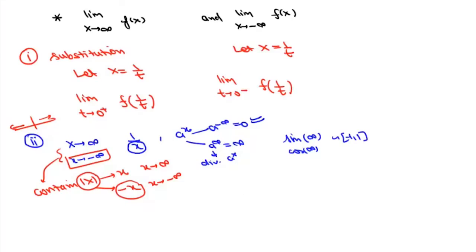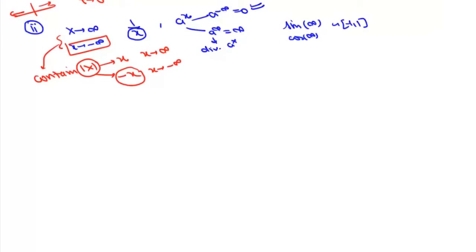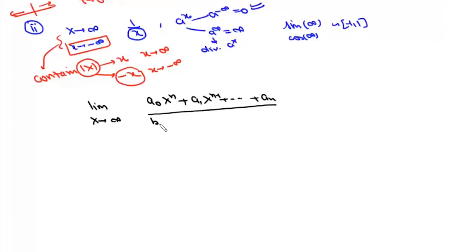Now the most important result in these cases is if we have a rational function. So suppose we have this limit, which is limit x tends to infinity a naught x to the power n plus a1 x to the power n minus 1 plus up to an, divided by b naught x to the power m plus b1 x to the power m minus 1 up to bm. Now here there are three cases possible.